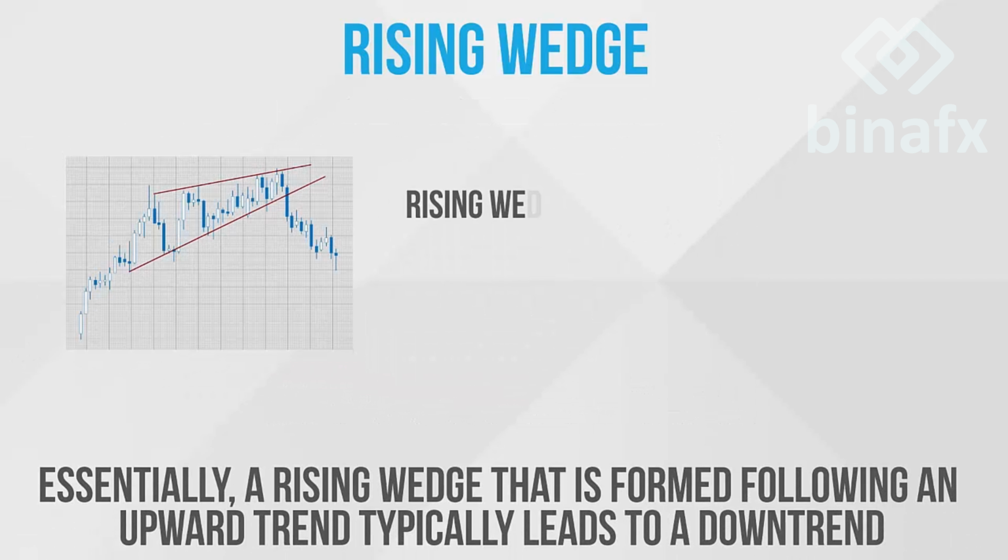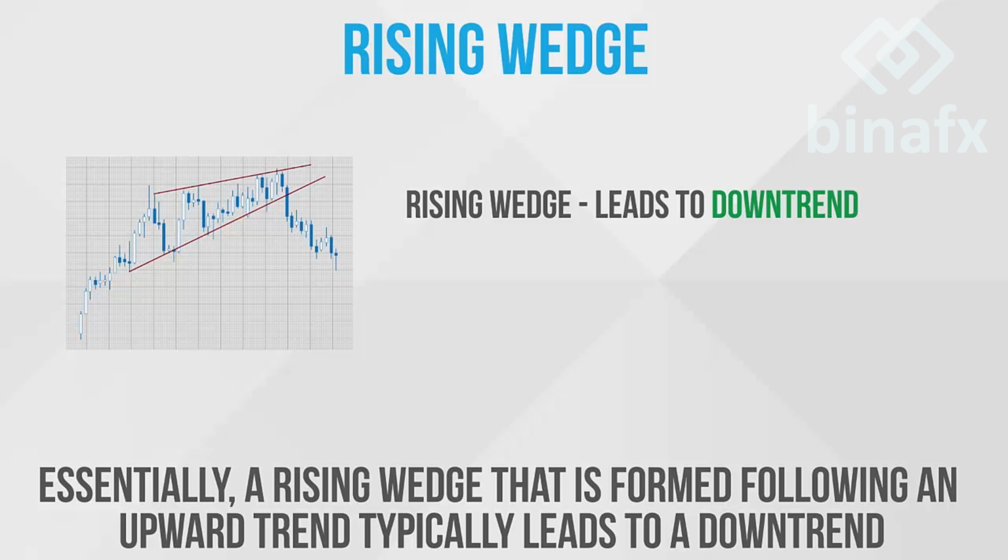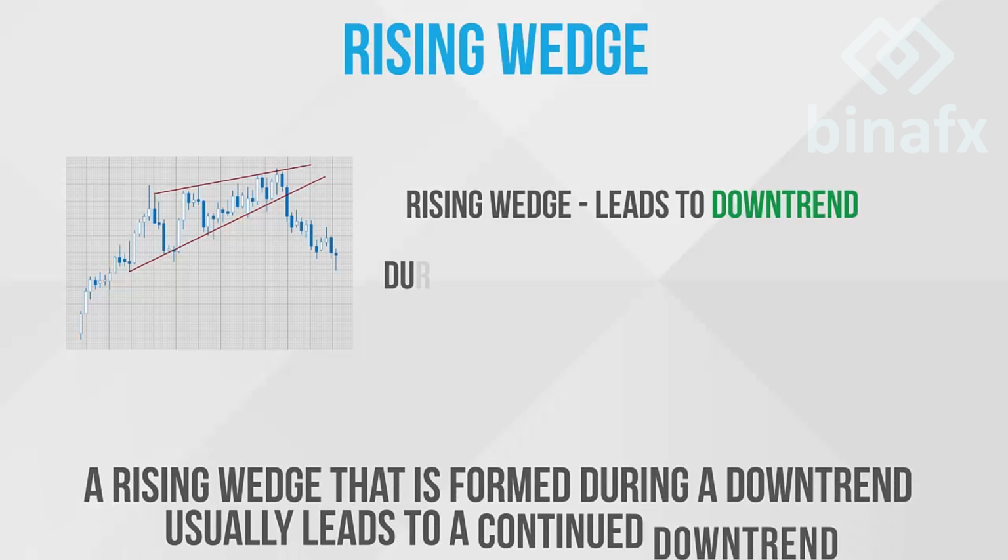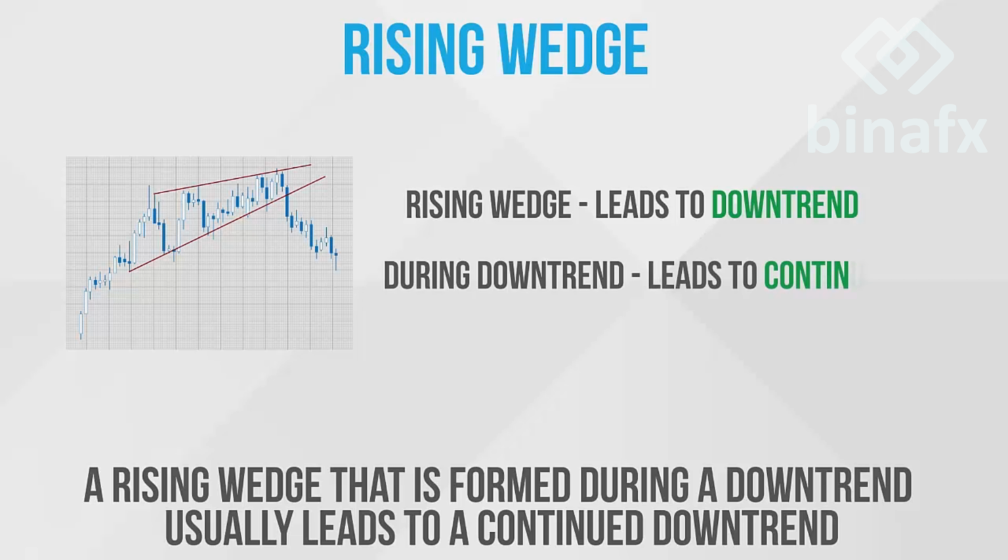Essentially, a rising wedge that is formed following an upward trend typically leads to a downtrend. A rising wedge that is formed during a downtrend usually leads to a continued downtrend.